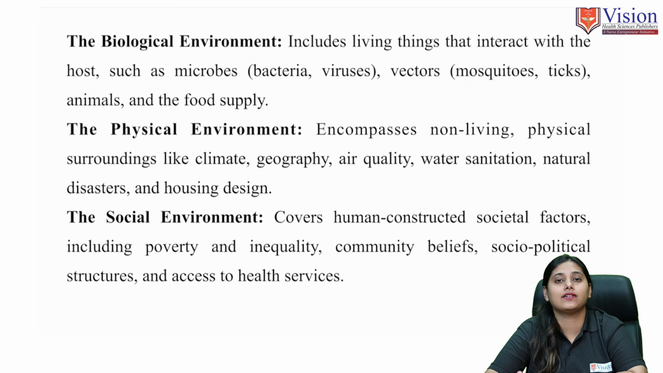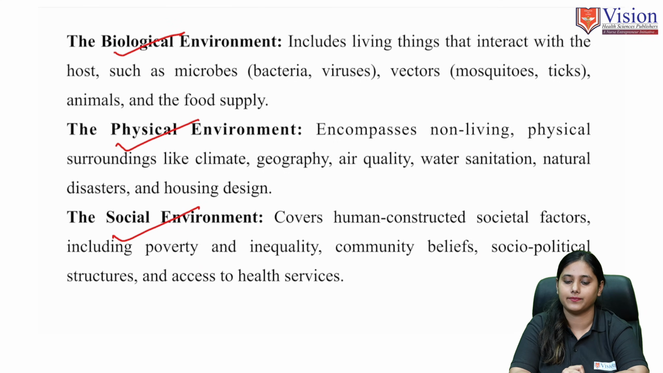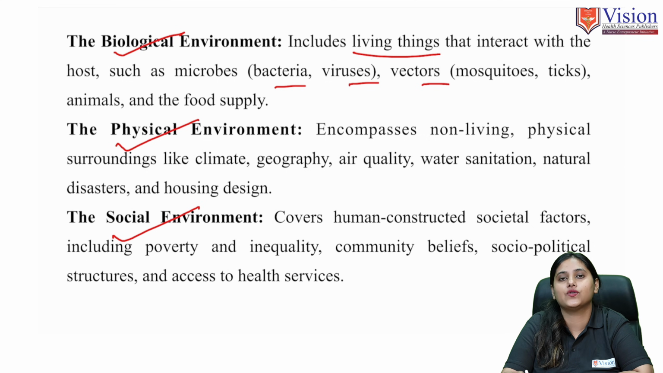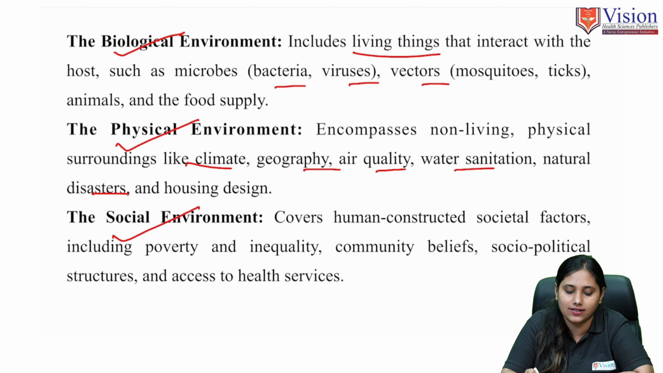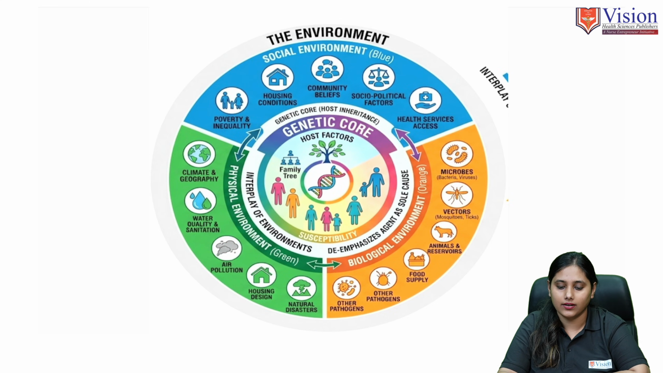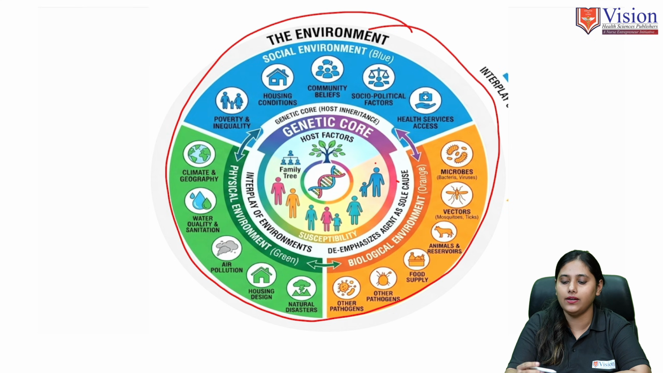And the environment has three parts: the biological environment, the physical environment, and the social environment. The biological environment includes living things, bacteria, viruses, vectors, animals, and food supply. The physical environment includes non-living things like climate, geography, air quality, water sanitation, and natural disasters. The social environment includes factors like poverty, inequality, community beliefs, socio-political structures, and access to healthcare. So this is the wheel structure you can see for the wheel theory.